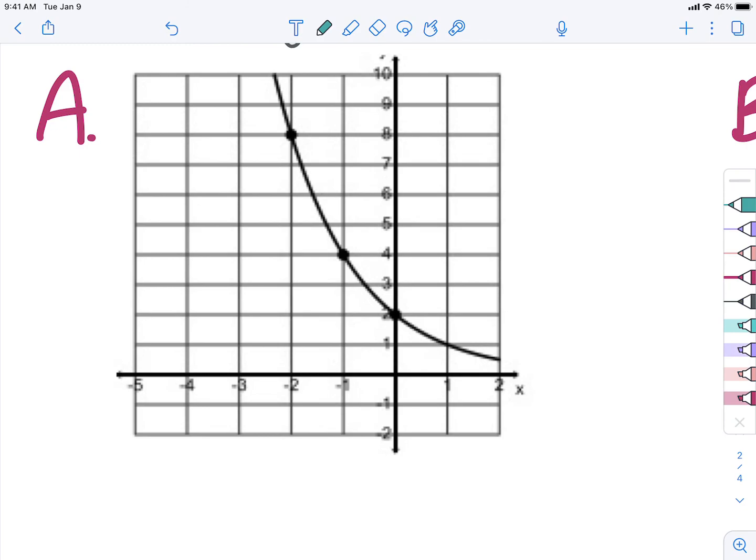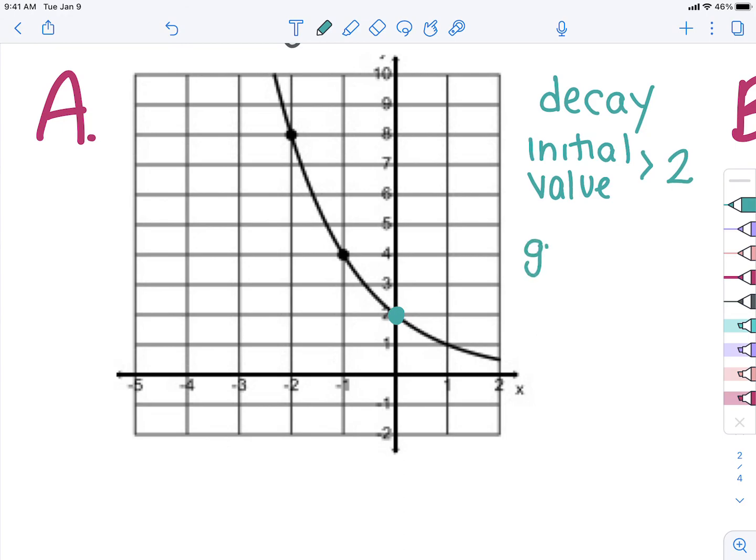Then we want to say, okay, is this growth or decay? If we look at it, it's starting up high and it's slowly getting lower, right? So that means that we're talking about decay here. So we know this is decay, which does mean that our growth factor, we should be dividing by something, or our growth factor is going to be a fraction in between 0 and 1. What's our initial value? Our initial value is just our y-intercept, which is right here, right? So our initial value is 2.